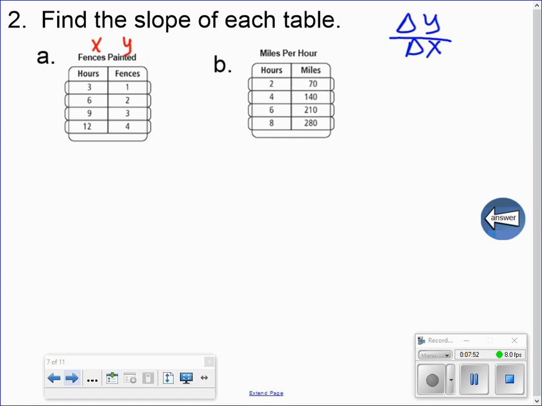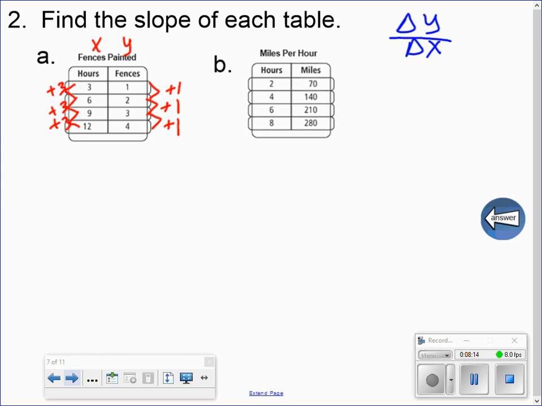So if I'm looking at my changes in my y's here, from one y to the next, from 1 to 2, that's plus 1. From 2 to 3, that's plus 1. From 3 to 4, that's plus 1. There's my change in my y's. My changes in my x's, from 3 to 6, that's plus 3. From 6 to 9, that's plus 3. From 9 to 12, that's plus 3.